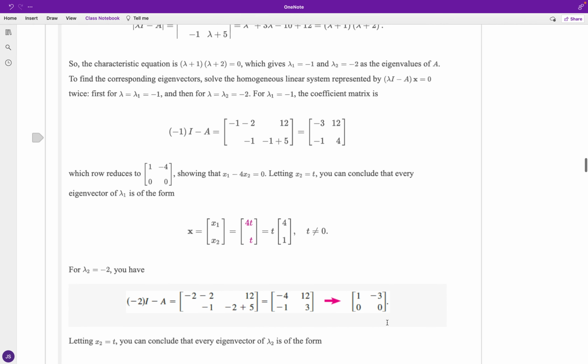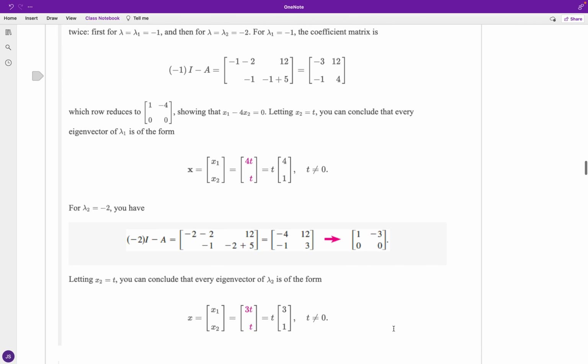For the second eigenvalue, set to negative 2, lambda I minus A comes out to 1, negative 3, 0, and 0. Following through, x sub 1 is equal to 3 x sub 2. Letting x sub 2 be equal to t, every eigenvector of lambda sub 2 has the form x equal to 3t, t. Factoring out t, where t does not equal 0, we have t times the basis for the eigenvector, which is 3 and 1.